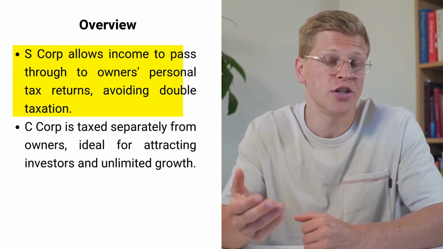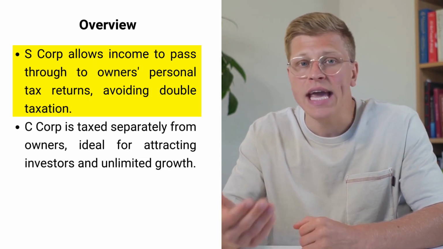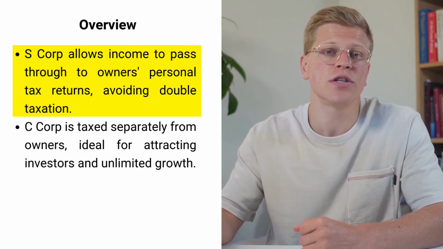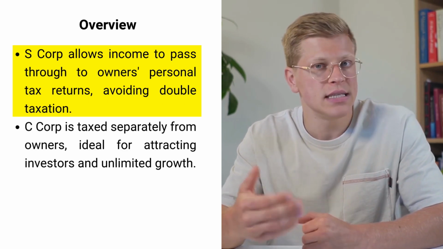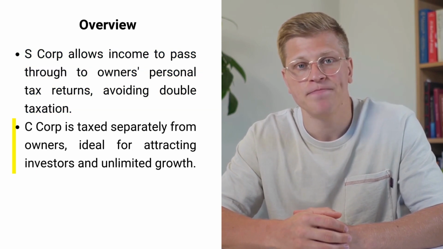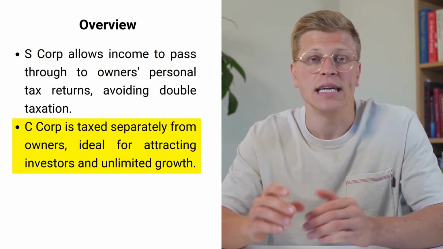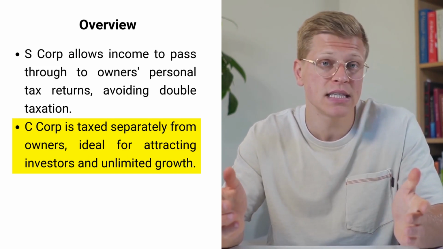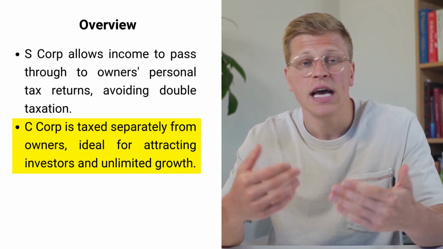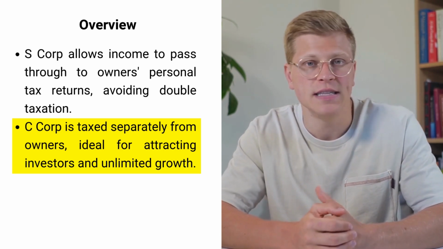An S corporation, or S Corp, is a special type of corporation that allows income to pass through to its owners' personal tax returns, avoiding double taxation while still offering liability protection. A C corporation, or C Corp, is a standard corporation that is taxed separately from its owners. This structure is ideal for businesses looking to attract investors and achieve unlimited growth despite facing double taxation on profits and dividends.